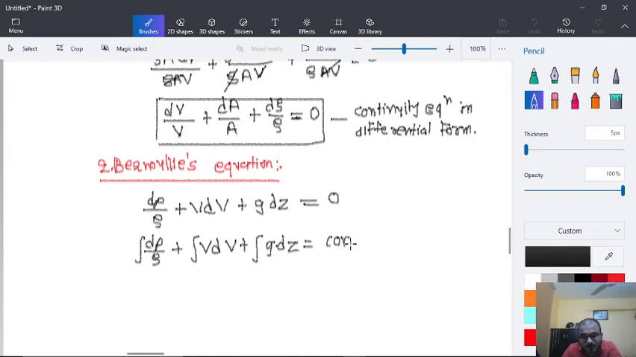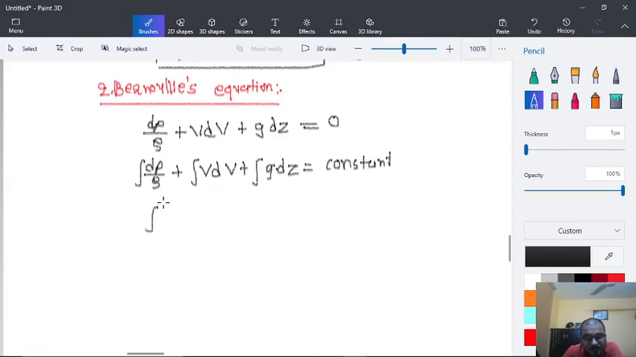Now one thing that we were doing in our previous chapters was taking rho outside, assuming incompressible flow, but in this chapter rho will not be constant, so we cannot take it outside the integration, so we will keep it as it is. So the final equation that we will be getting here is integration dP by rho plus V square by 2 plus Gz equal to constant.